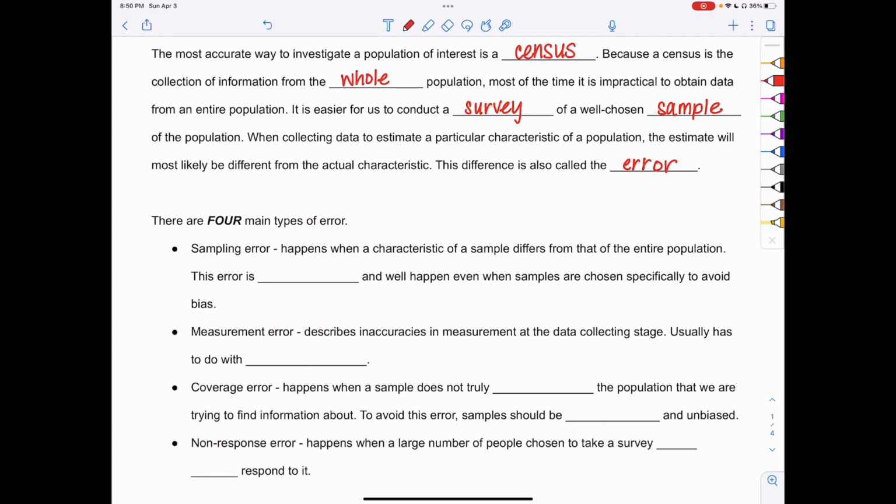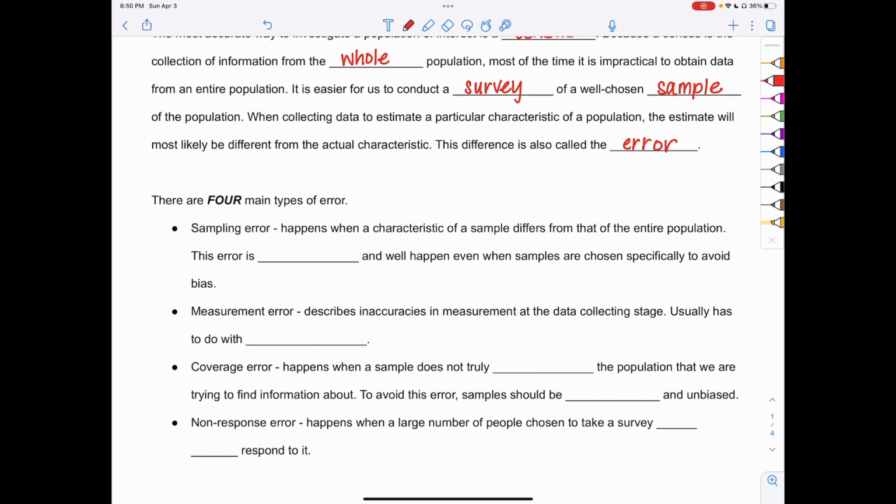There are four main types of error. The first type of error that we have is what we call a sampling error. This happens when a characteristic of a sample differs from that of the entire population. This error is random and will happen even when the samples are chosen specifically to avoid bias. So these errors cannot be avoided.